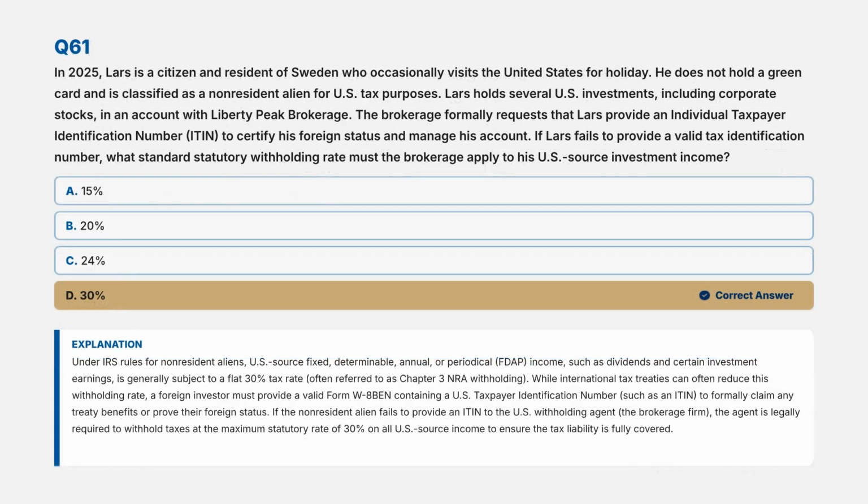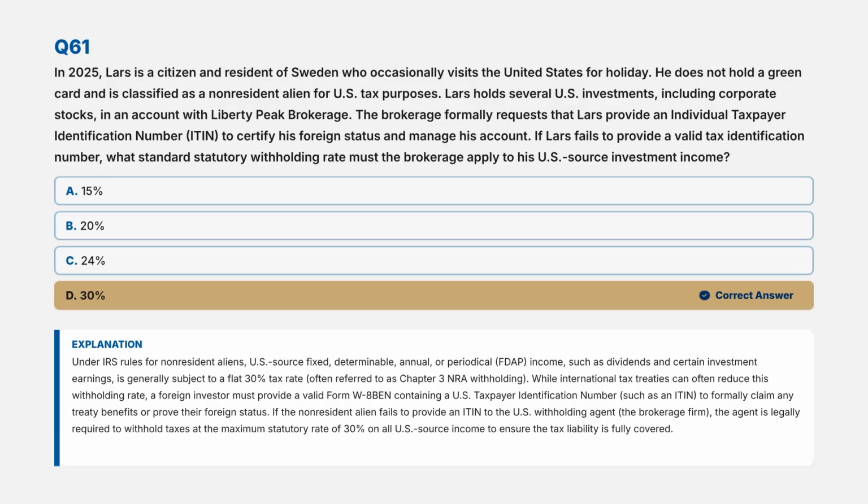The correct answer is D, 30%. Under IRS rules for non-resident aliens, US source fixed, determinable, annual or periodical, FDAP, income, such as dividends and certain investment earnings, is generally subject to a flat 30% tax rate, often referred to as Chapter 3 NRA withholding.